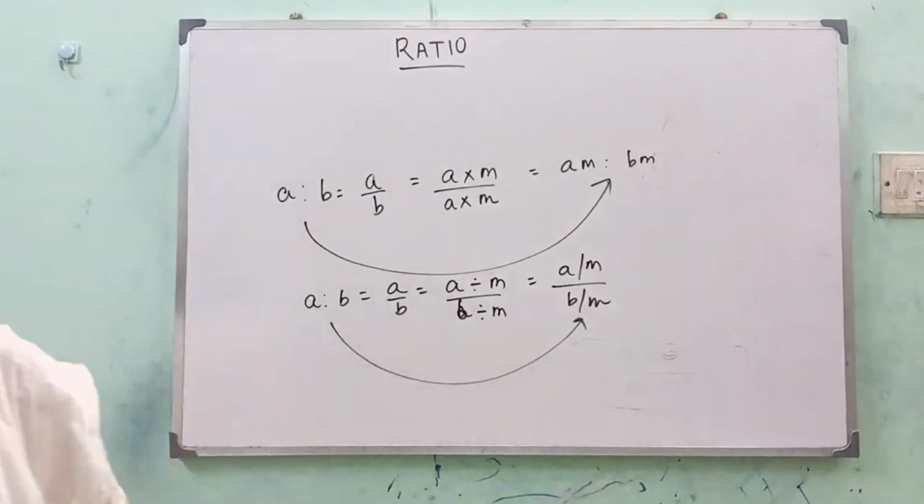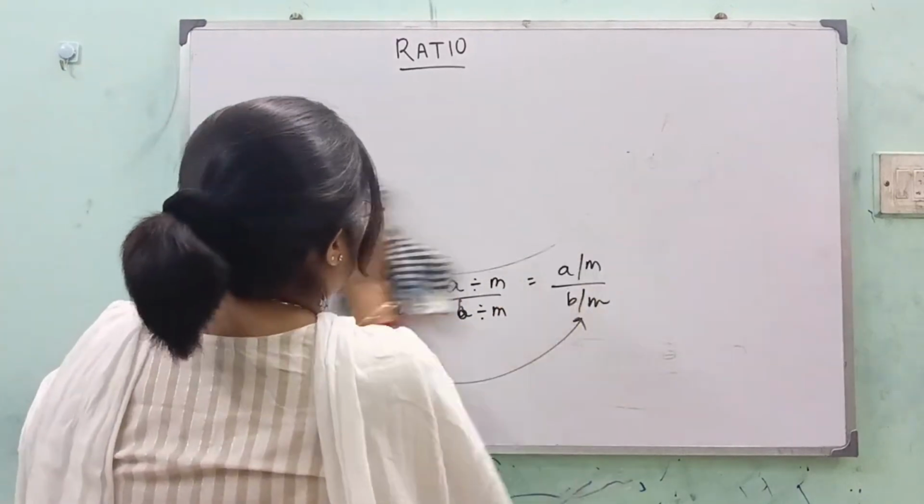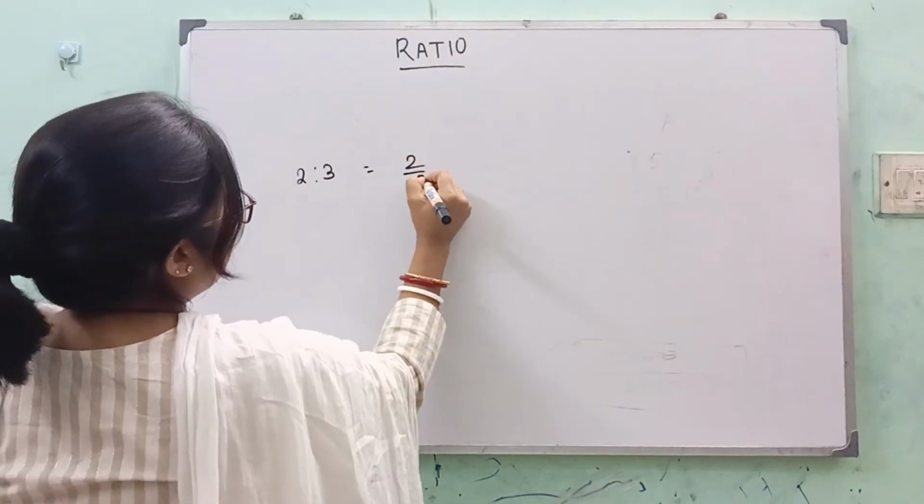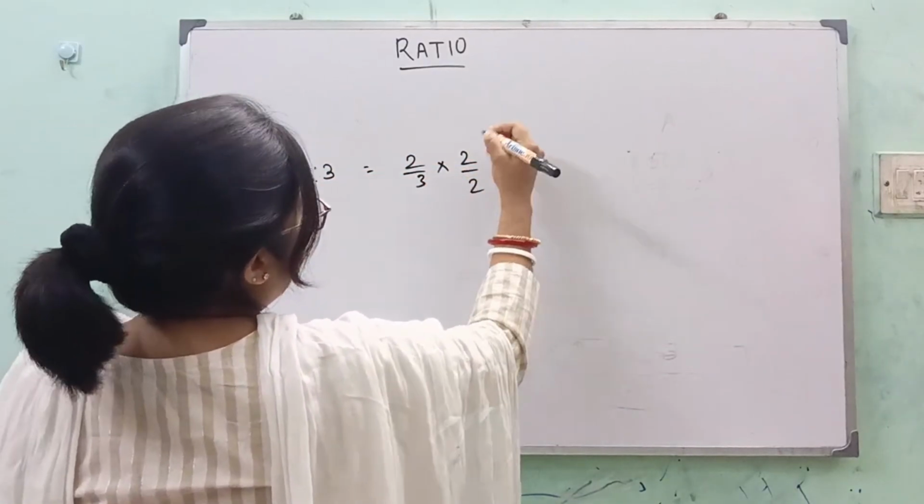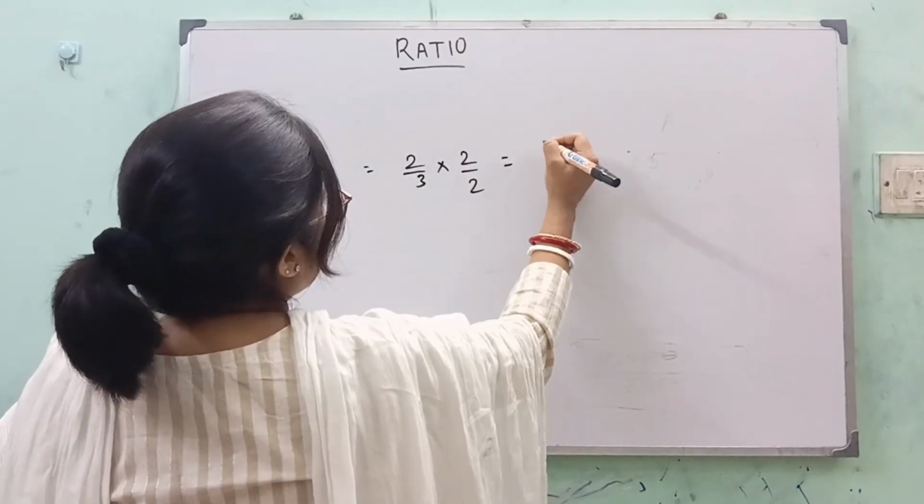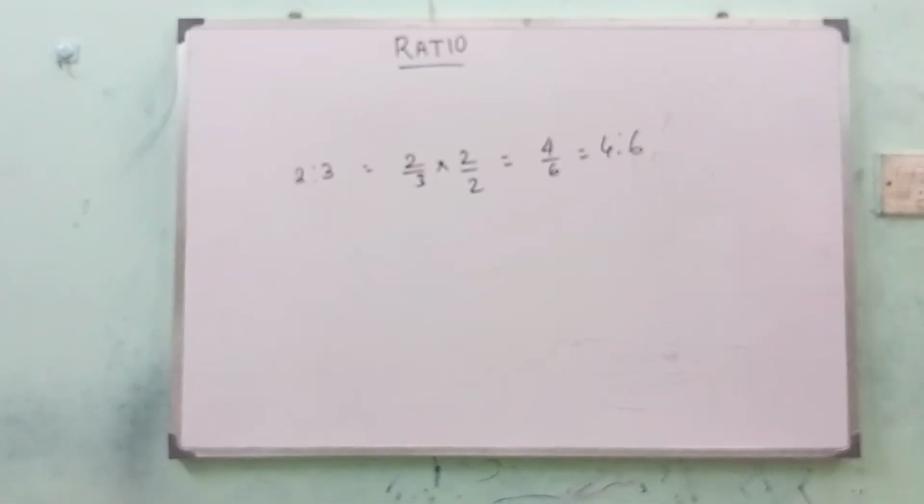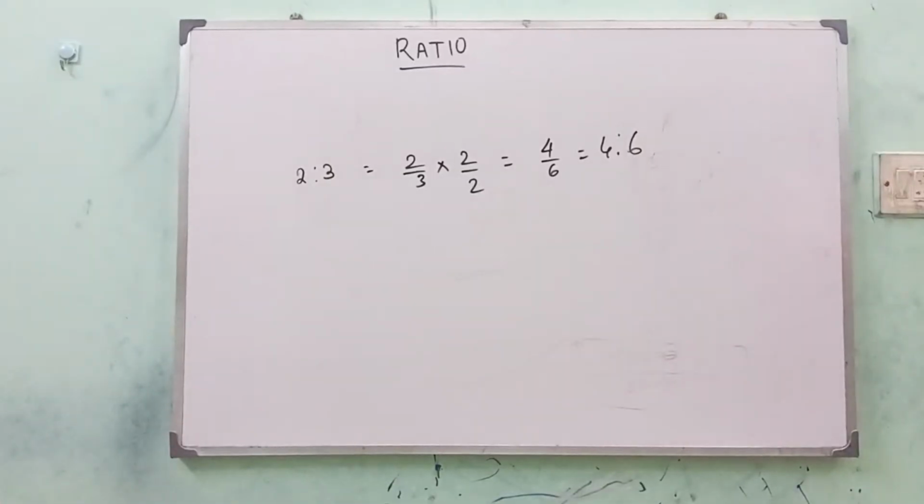So if I say 2 is to 3, so 2 by 3, if we multiply both numerator and denominator with 2, then we get 4 and 6, that is 4 is to 6. So we can say 2 is to 3 and 4 is to 6 are equivalent ratios, meaning they are not changing. So the terms of the ratio can be multiplied or divided by the same non-zero number.